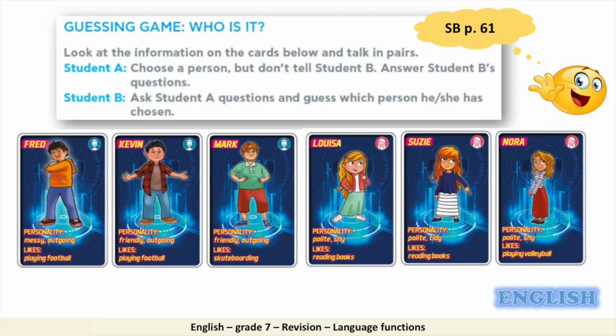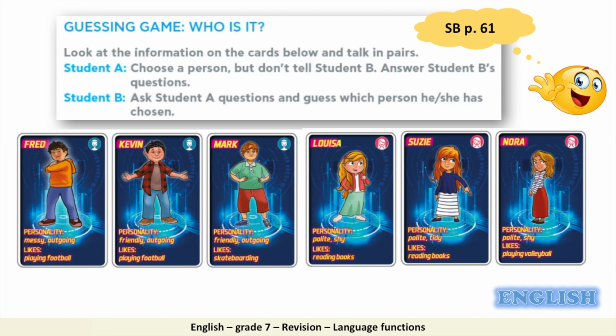Moving on to a speaking task. Have a family member or a friend help you with the guessing game, dear students. Look at the information on the cards below and talk in pairs. So one of you is going to play the role of student A and the other is going to play the role of student B. Before you start the task, please make sure that you look at each picture carefully and look at the information on the cards below.